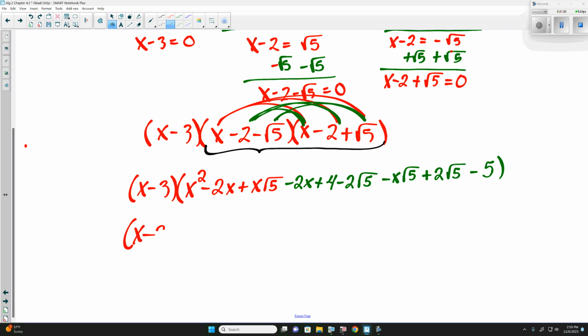Now, if we look at this here, x squared doesn't have any like terms. Now, I'm going to skip over to these here. X square root of 5, negative x square root of 5. There you go. Negative 2 square root of 5, positive 2 square root of 5. All of our radicals are gone. That's why we do these first, because now we don't have to worry about radical terms.